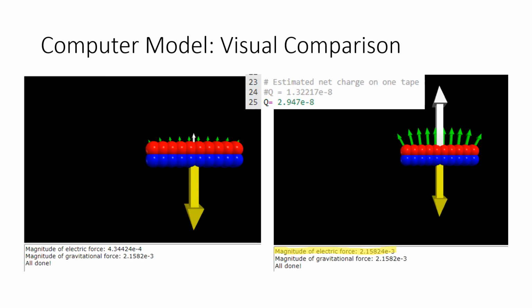In order to balance these forces, we use trial and error to estimate the magnitude of charge to be 2.947 times 10 to the negative 8 coulombs. As you can see, the magnitudes of electric and gravitational forces in this model are nearly equal.